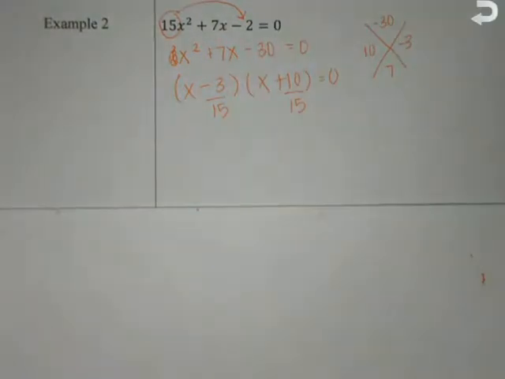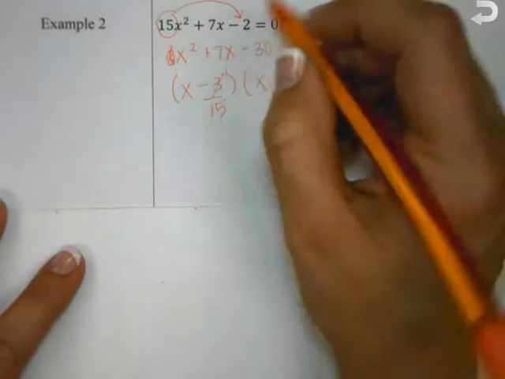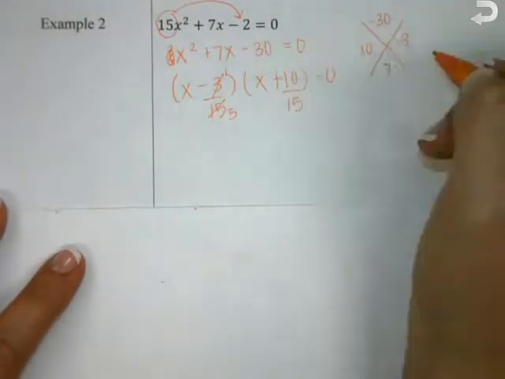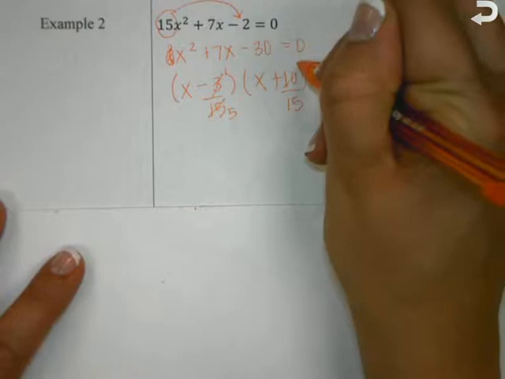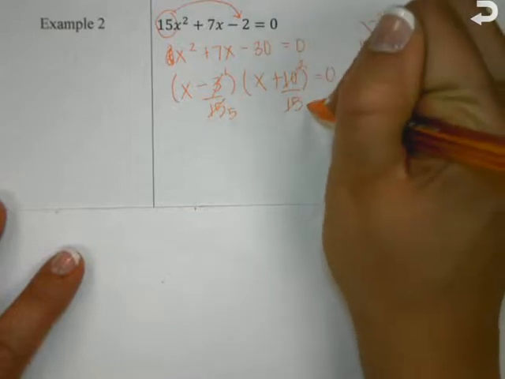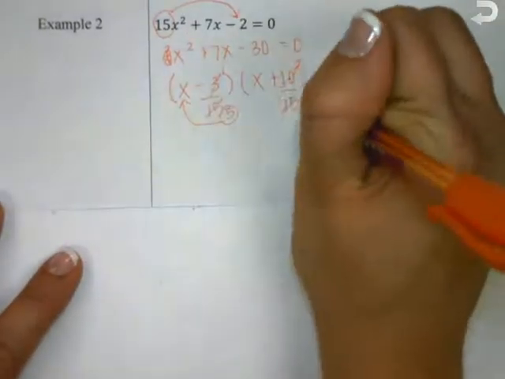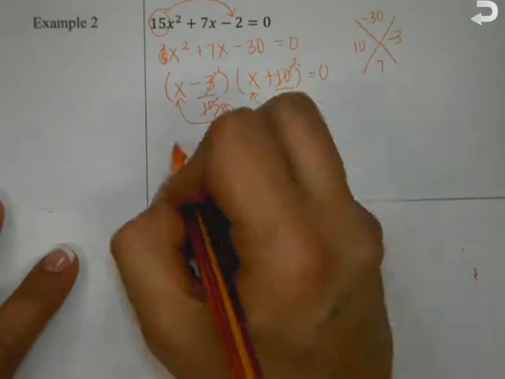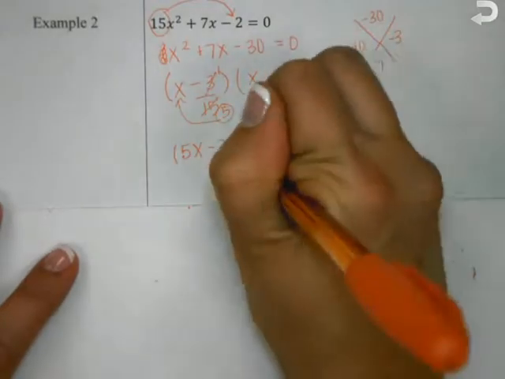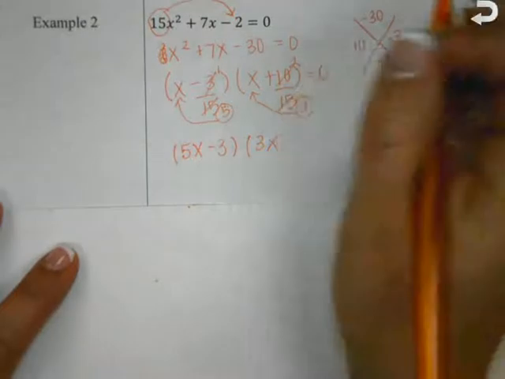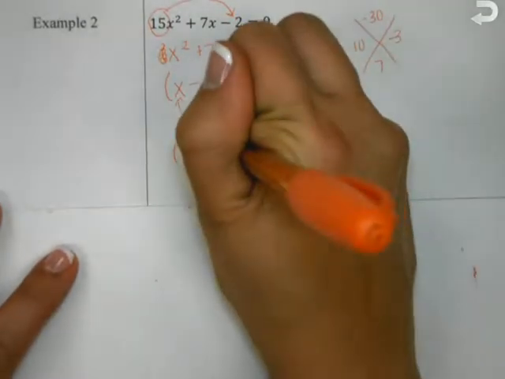Okay, so we can reduce this. 3 goes into 3 once, and 3 goes into 15 5 times. 10 and 15 also reduce by 5. So 5 goes into 10 twice, and 5 goes into 15 3 times. And then we bring the bottoms up. So that gives me 5x minus 1 times 3x plus 2 equals 0. Sorry, guys.